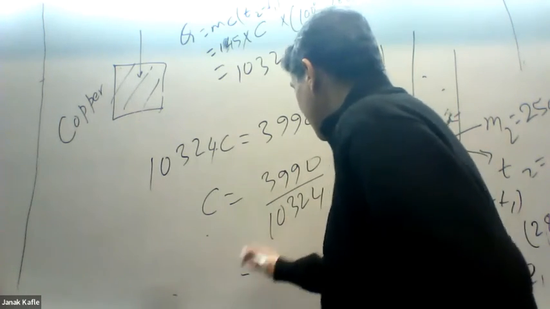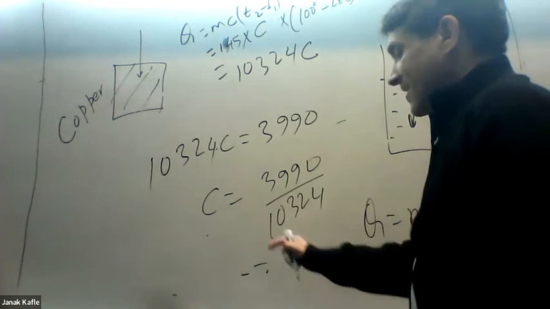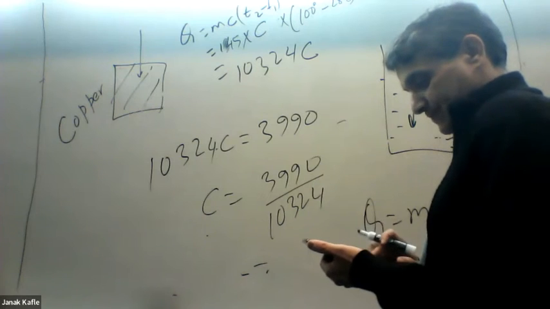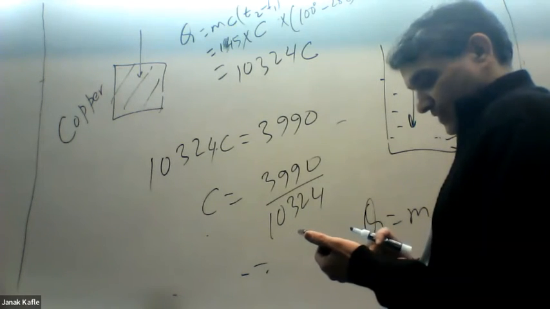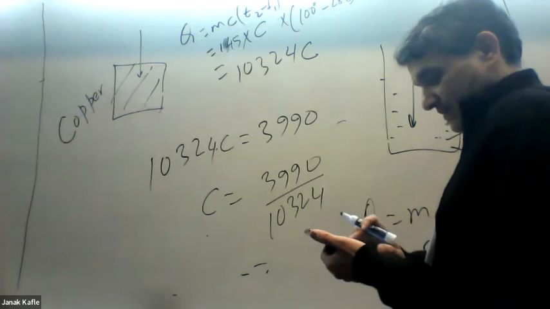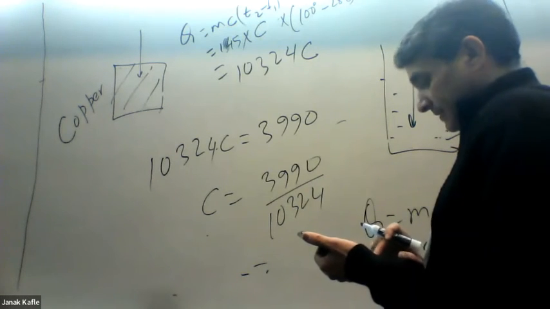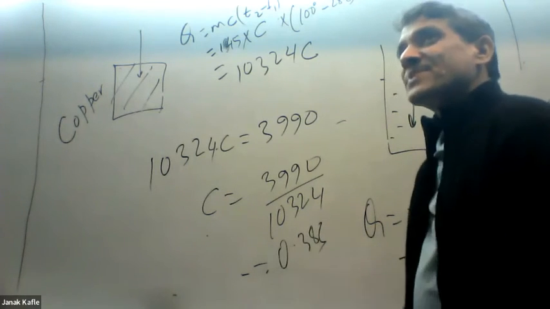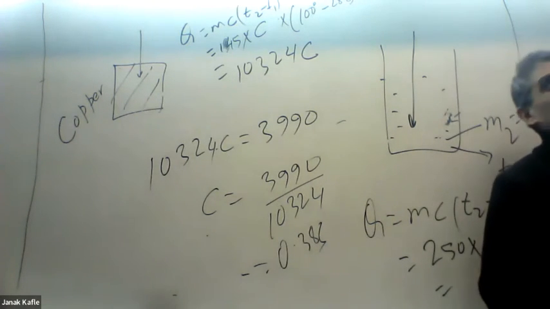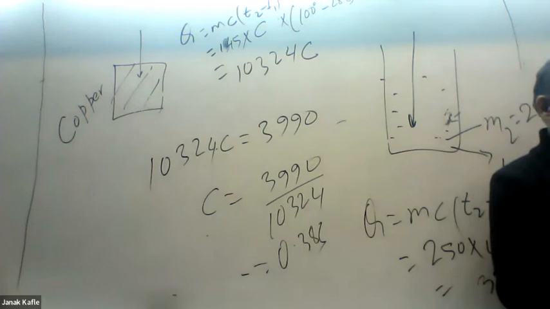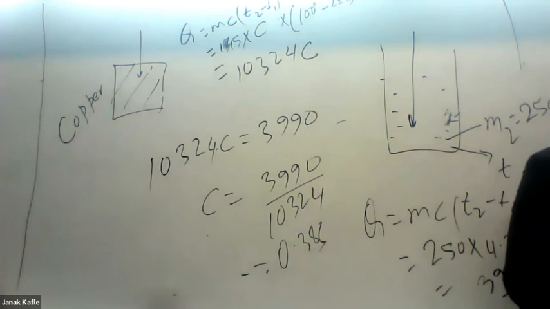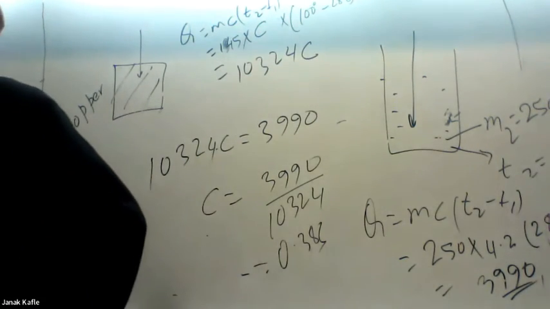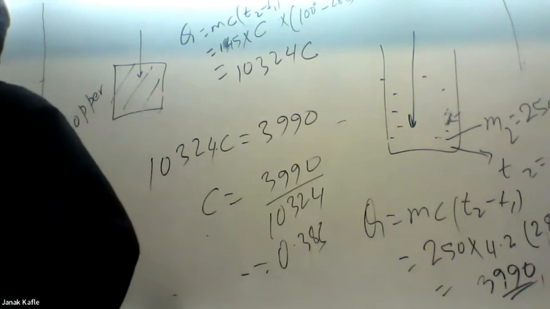So 3990 divided by 10,324 is approximately 0.386. Got that? That much is the specific heat capacity of the copper. Okay, you understand the problem, right? We need to understand the problem first: what is going on there. Good.